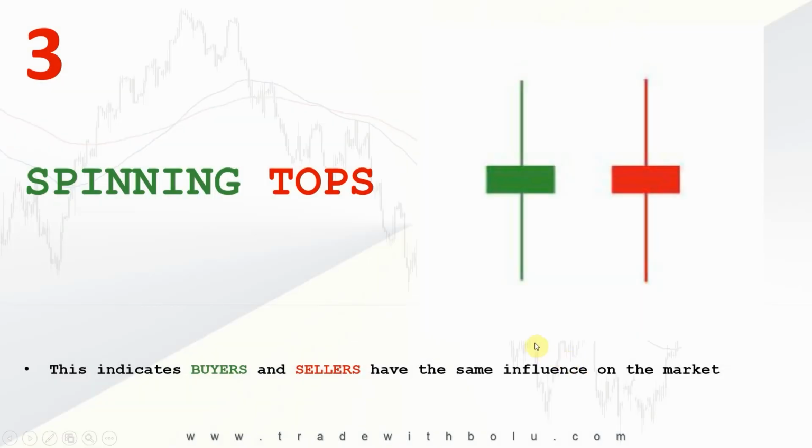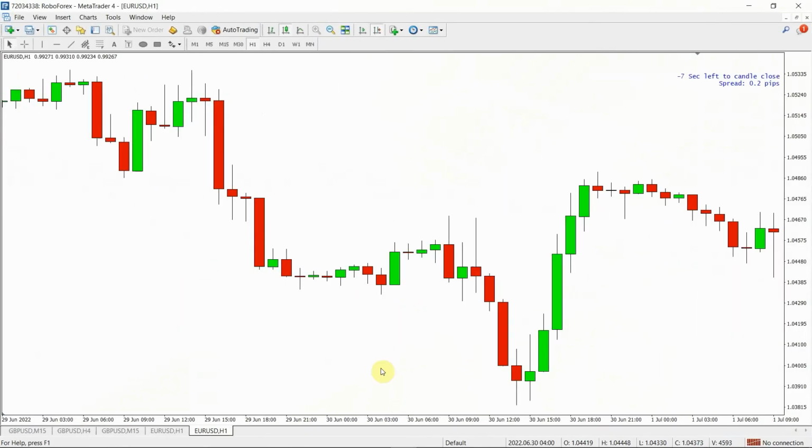Super important. Lastly, we have spinning tops, or some people like to call them dojis. They usually signify that buyers and sellers have the same influence on the market, that the market is in a null position, not bullish, not bearish. So that's exactly what this signifies. So let's get to the chart for some examples, guys.